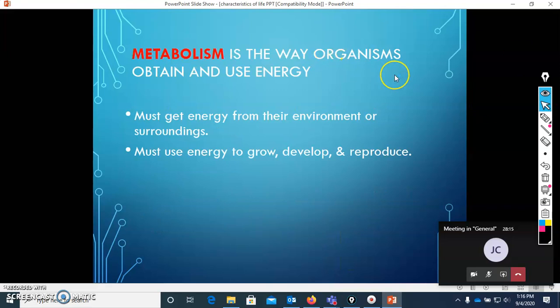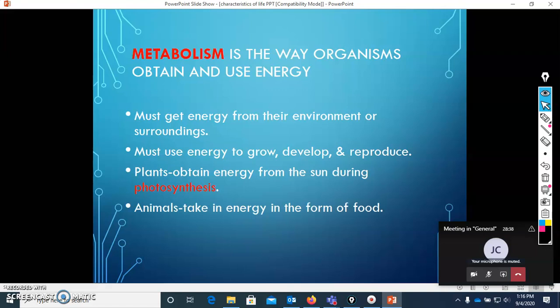Metabolism. Metabolism is the way organisms obtain and use energy. So everything has to be able to get energy from their environment or their surroundings. It's needed to grow, reproduce, develop, obviously just function normally, okay? Plants can obtain energy from the sun during photosynthesis. Because they can make their own food using that energy, they are called autotrophs. Animals, like us, on the other hand, have to take in energy in the form of food. We have to physically eat things to get our energy. Because we cannot make our own, we are called heterotrophs.